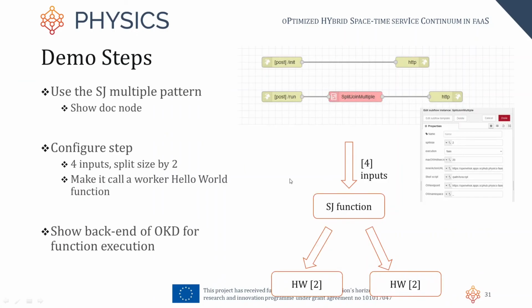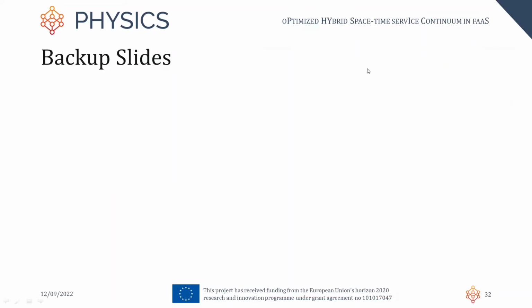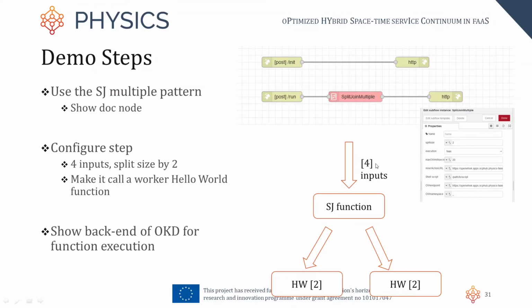the second part is about using one of the patterns that we have brought in physics, the split join multiple pattern. So in that case, we have already prepared the flow. This split join multiple, you can feed it with an array of inputs. You can configure it via UI or via the message that comes in.